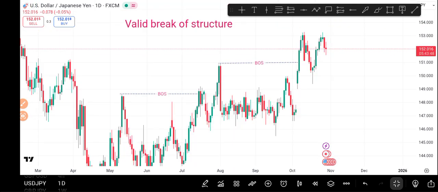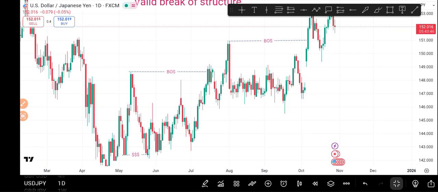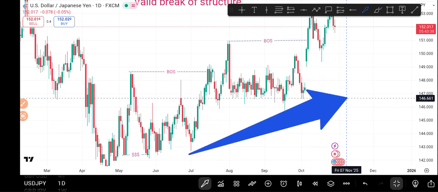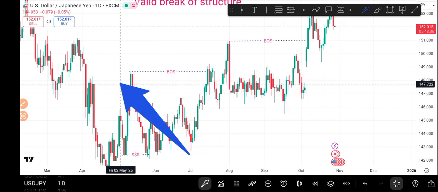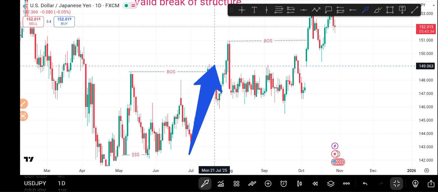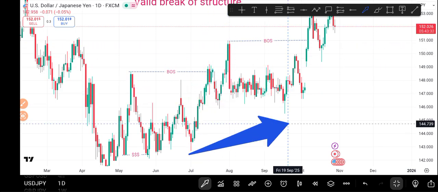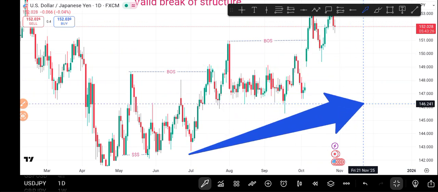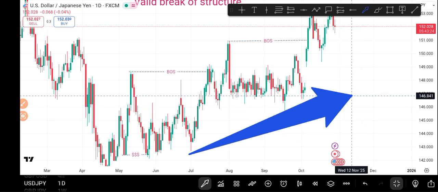For example, you have an uptrend like this one here. What can you observe from this latest trend? We can say that the trend is going this way. It is making higher highs and higher lows, breaking structures to the upside, and it is now going to form another higher low. So this is an uptrend, right? Now let's see the valid break of structures.